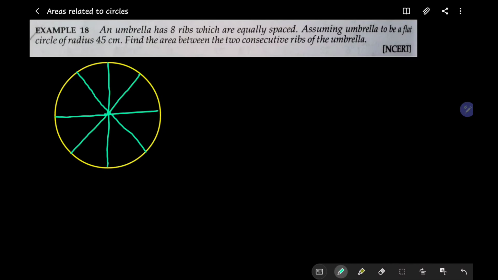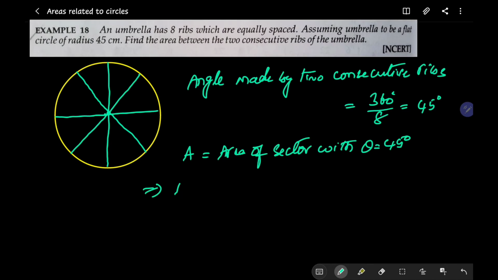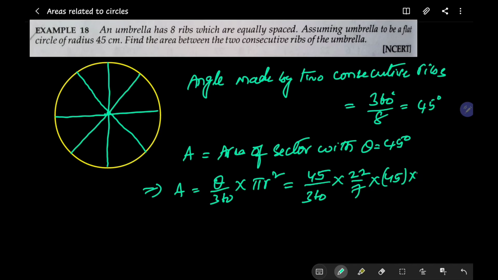This is a very famous problem from the NCERT textbook. An umbrella has 8 ribs which make 8 sectors of central angle 45 degrees each. So theta equals 45 degrees and the radius is given as 45 centimeters. Use the area of the sector formula and substitute these theta and r values. Then we'll get the area between the two consecutive ribs.